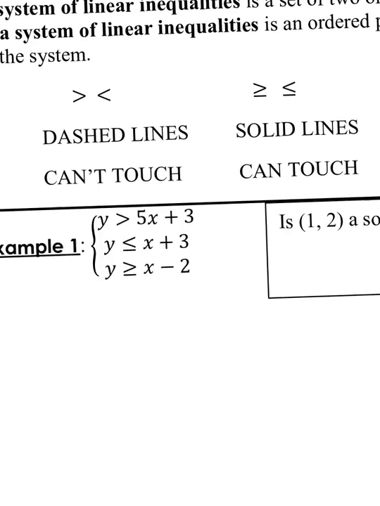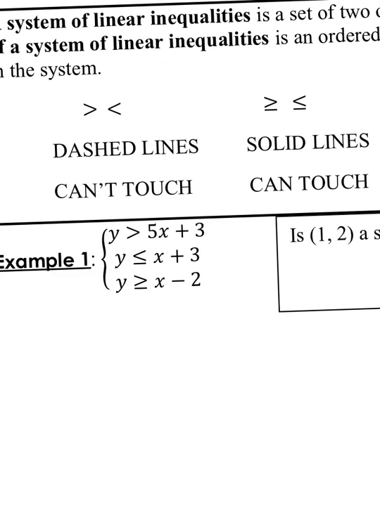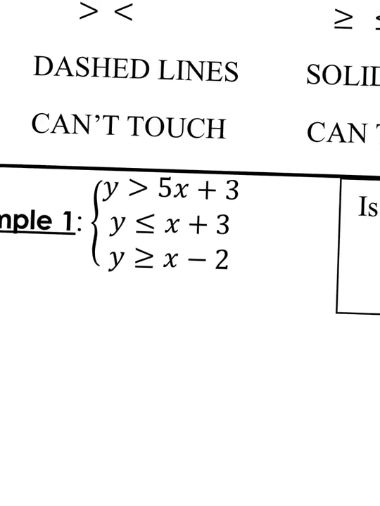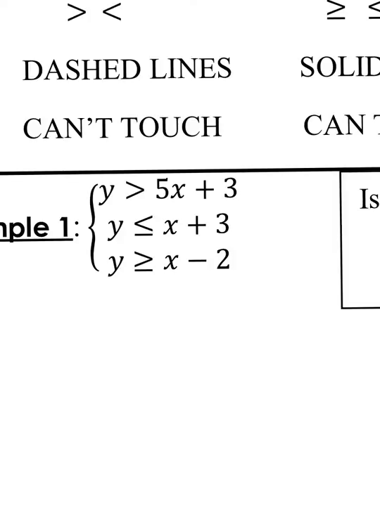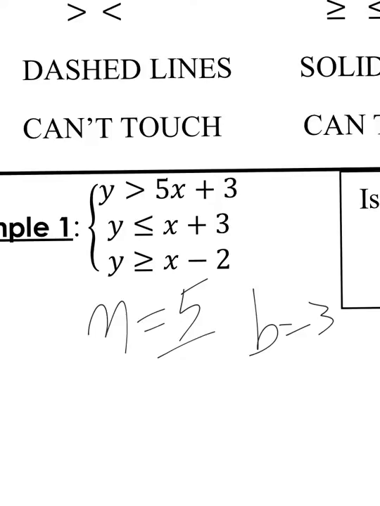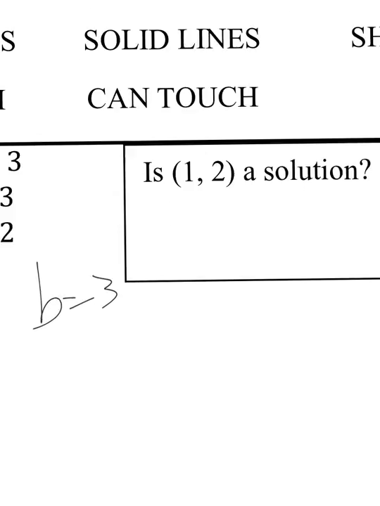So this first one, everything's equal to y, or in y equals form, I guess. The first one has a slope of 5 and a y-intercept of 3. Remember, my slope is going to be 5 over 1. That's going to be a dashed line, and it's going to shade up. So let's go graph that, starting at 3 and going up 5 over 1, dashed line shading up.